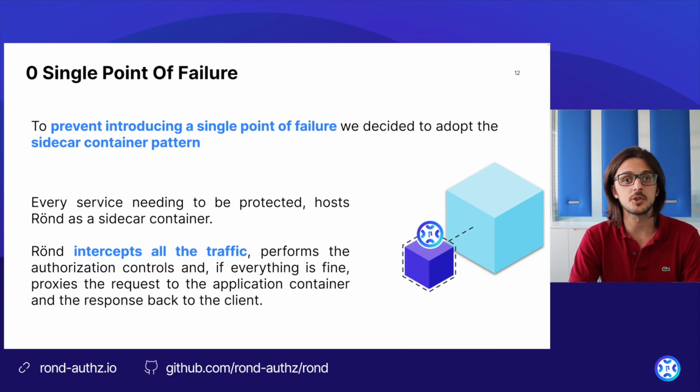The last constraint we have to match is the introduction of single points of failure. Since we wanted to have no single point of failure and we have an architecture based on Kubernetes, we decided to adopt the sidecar container pattern. With this pattern, every pod that hosts a container that needs to be protected with Rönd simply hosts a sidecar container that intercepts all the traffic, performs the policy evaluation to understand whether the request is authorized or not, and decides whether to forward the API invocation to the application service or reject the API invocation.